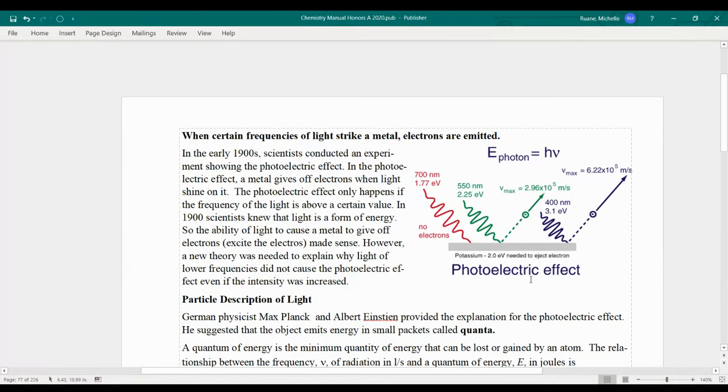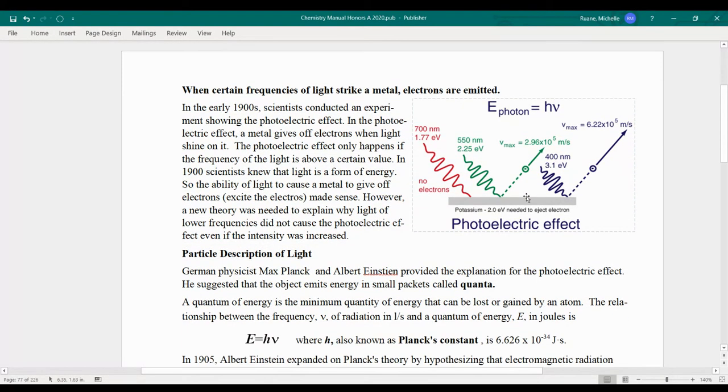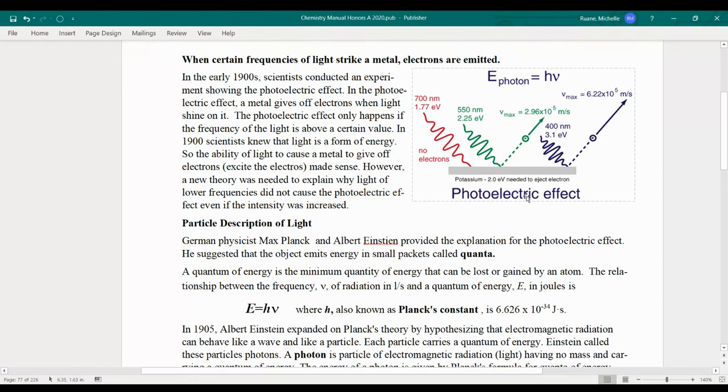So, one of the things that led to some of their new knowledge was the photoelectric effect. And this started them thinking again that light might actually behave as a particle because at this point in time, they decided that light was a wave. And what this is, is energy of light hitting metal. And some energy popped off an electron and some did not. Now, they hypothesized incorrectly, which is why they needed to come up with a new model.